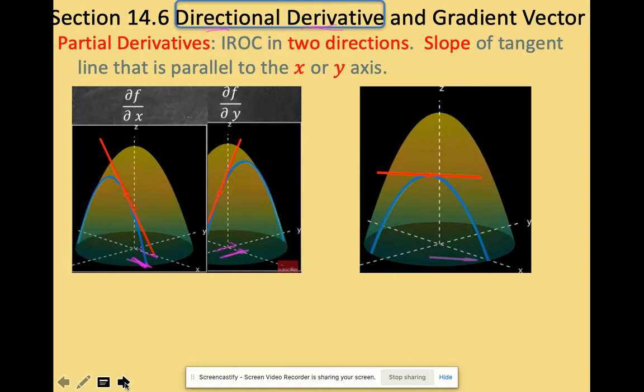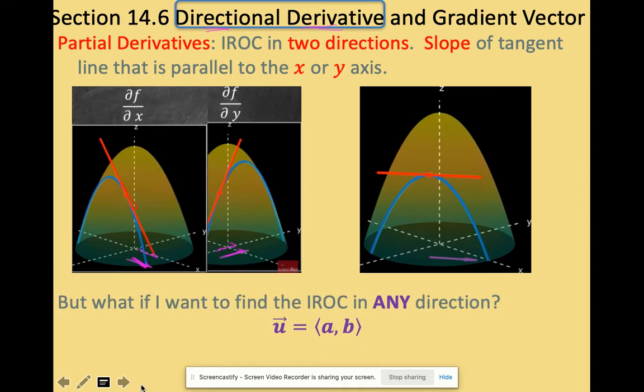The directional derivative can find me the instantaneous rate of change in any direction, and I need you to picture the directional derivative as a vector that lives in the xy plane and has the horizontal and vertical components of the rate of change.